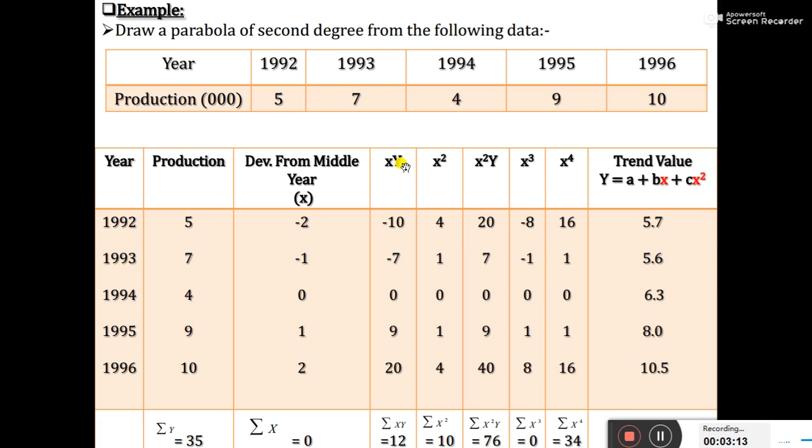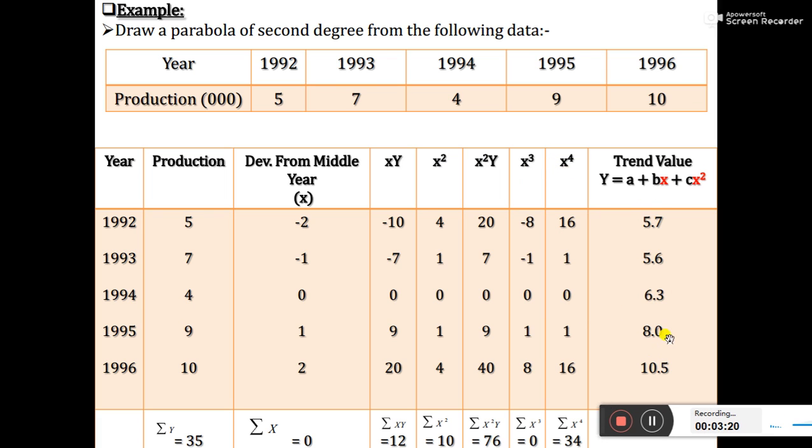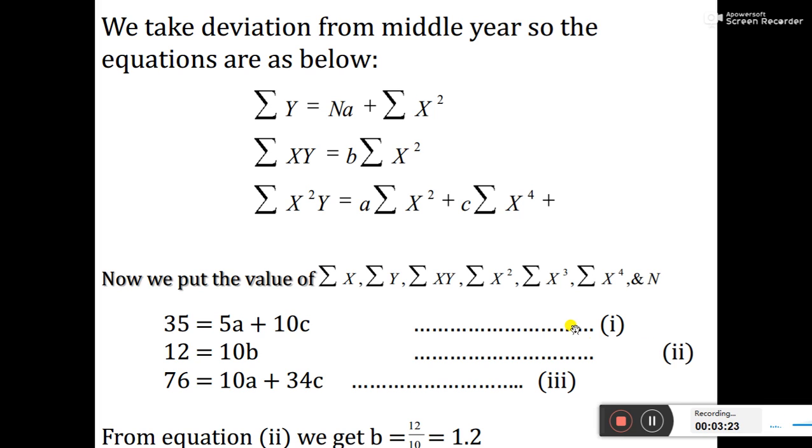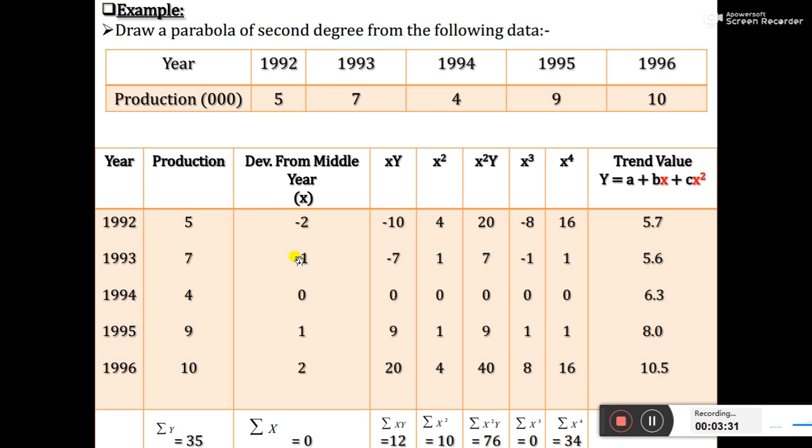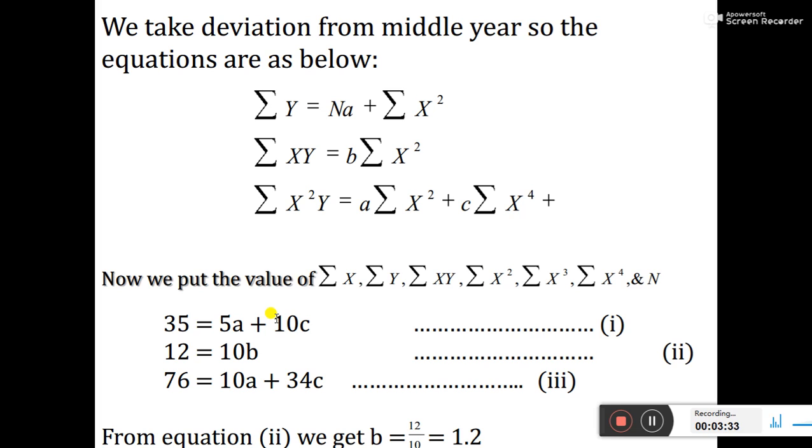In that way we have tried to find x squared y, x cubed and x to the fourth. At last we need to find these values, to find the values of a, b, c. So we take the deviation from the middle year, so the equations are now as follows. Now put the values in, and these three equations will be like this.